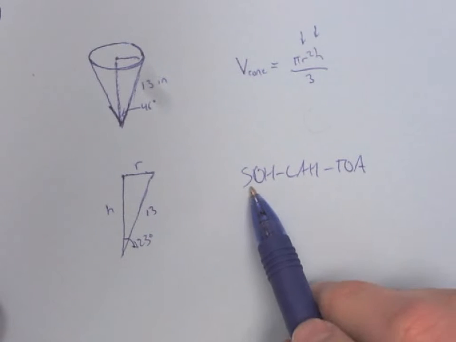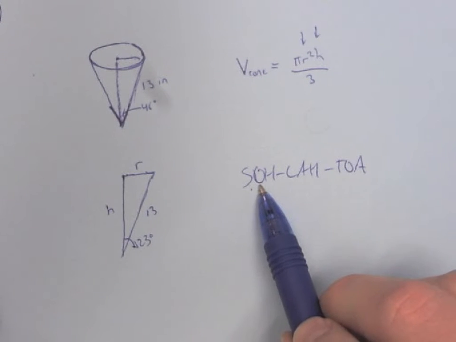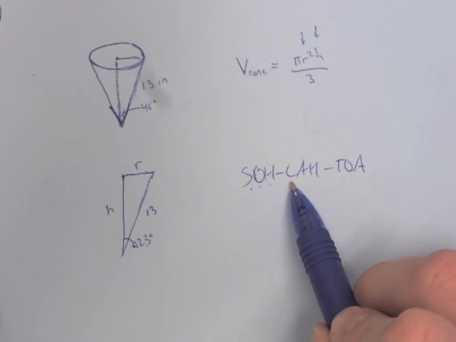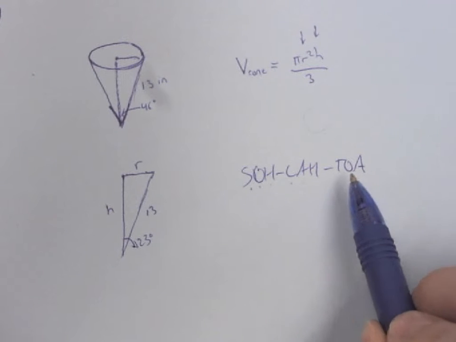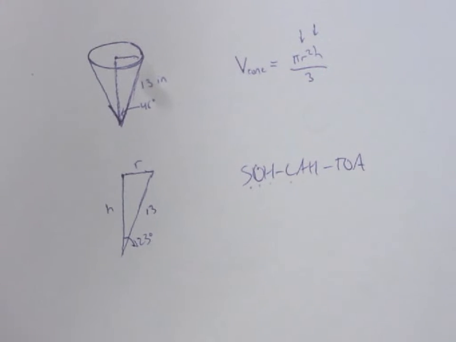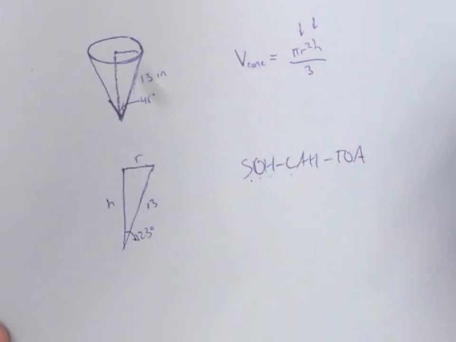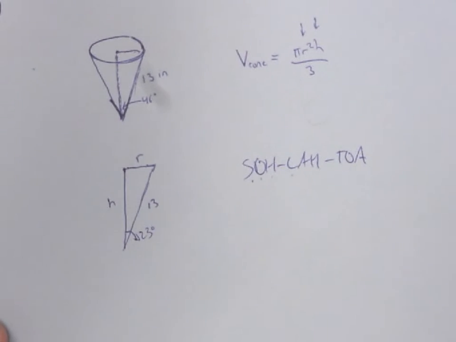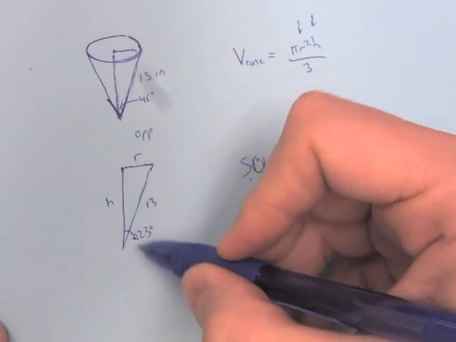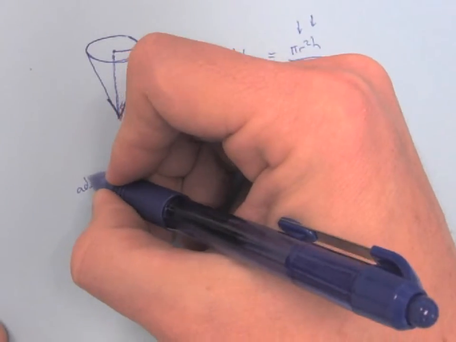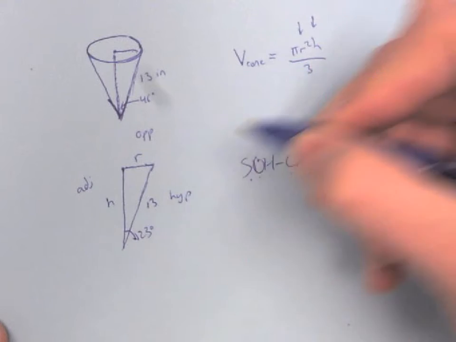this tells us that sine is the ratio of the opposite side over the hypotenuse, cosine is the ratio of the adjacent side over the hypotenuse, and tangent is the ratio of the opposite side over the adjacent. And we're labeling those in reference to this 23 degree angle. So this side is the opposite side, right? It's across from that angle. This is the adjacent side, and this is the hypotenuse over here.